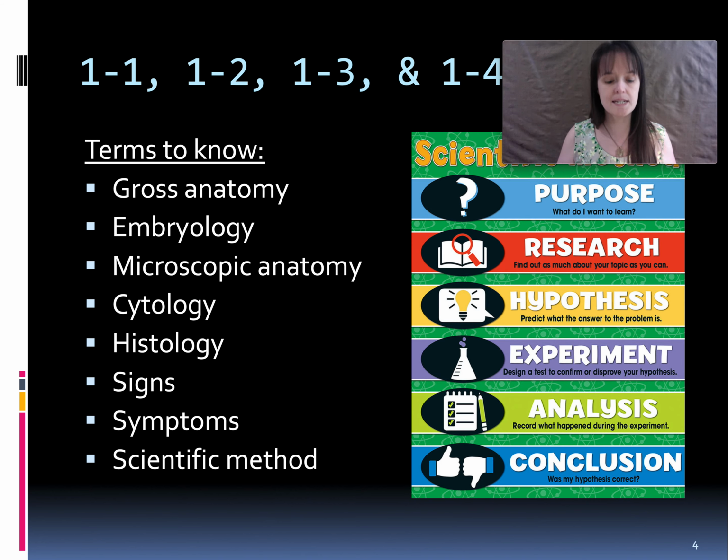Gross anatomy is macroscopic anatomy. Macro means large. And this is the anatomy visible to the naked eye. So this will include things like organs, organ systems, many of the tissues. Embryology is the study of structural changes in an embryo.